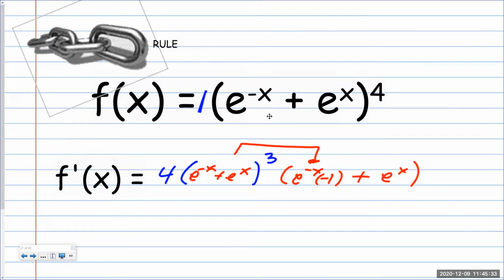It's the derivative. This is a chain rule. I'm going to simplify this. So this is 4 times (e to the negative x plus e to the x) raised to the third power, times, this is really just negative e to the negative x plus e to the x. And at first glance, it looks like you can combine this, but be careful. This one has a negative and this one doesn't. So you have to just leave it like that. All right, any questions about that?